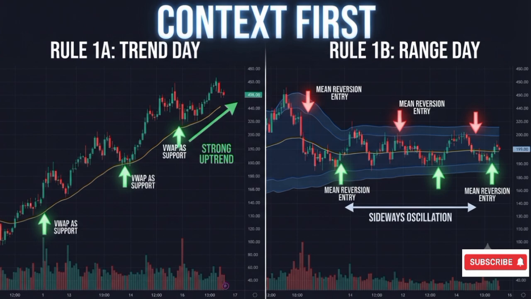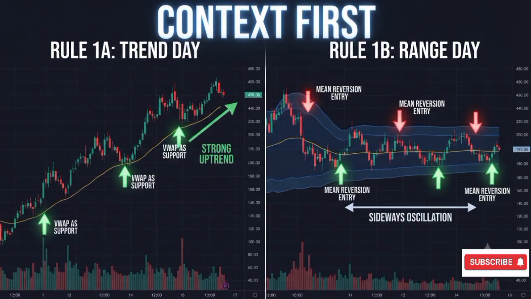On a range day, when we're opening flat, when volume is below average, when there's no clear catalyst, VWAP becomes the center of gravity. Price oscillates around it. That's when you use your bands. That's when mean reversion works. But you have to identify the context first.